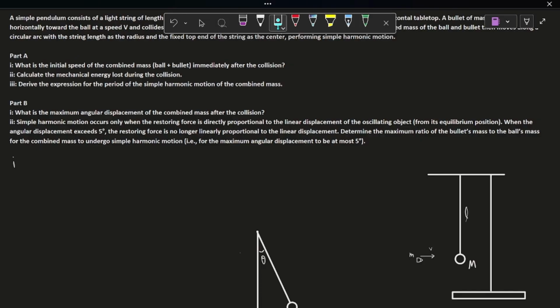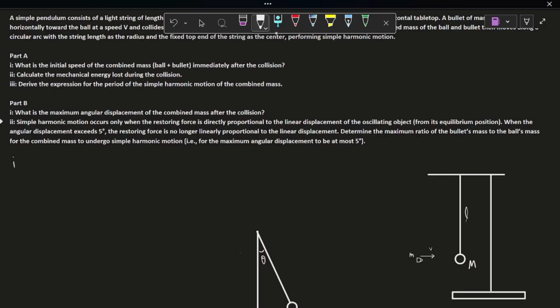The first part of part B asks what is the maximum angular displacement of the combined mass after the collision. If you don't know what maximum angular displacement is, let's look at a graph. Initially, the block or the ball is hanging like this, right? After the bullet hits it, it begins to swing. It keeps swinging until it reaches the maximum point, which is over here. And the angle formed by this and this is your angular displacement, which is theta.